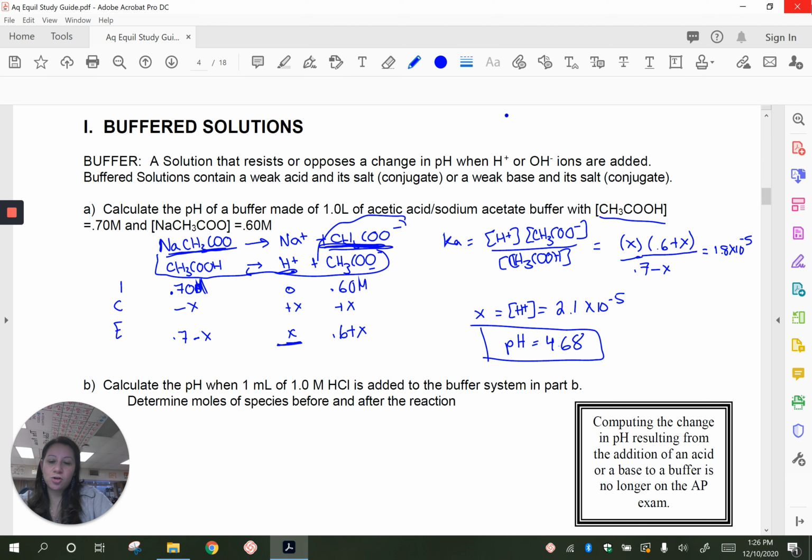So basically it's an ICE chart for my weak acid, or if it's a basic buffer, it would be an ICE chart for your weak base. But the only difference is the initial concentration of your conjugate, you're going to get that from your salt, because it has that conjugate in it.